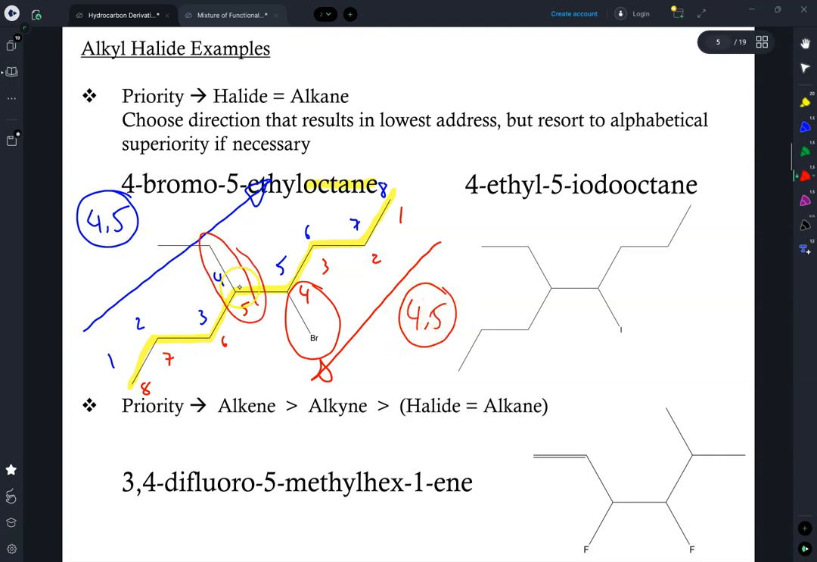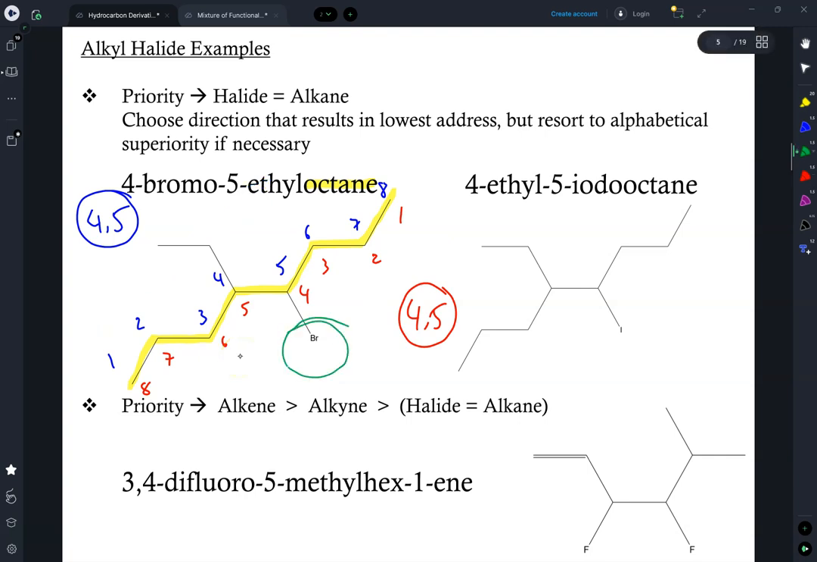With both counting directions giving me the same address numbers, I need a tiebreaker. With all things being the same, let's go alphabetical order. Here we have a bromo, while over here we have an ethyl. Since B comes before E alphabetically, the bromo branch should get the lower number. So we're going to use the red counting direction. So the name is 4-bromo-5-ethyloctane.